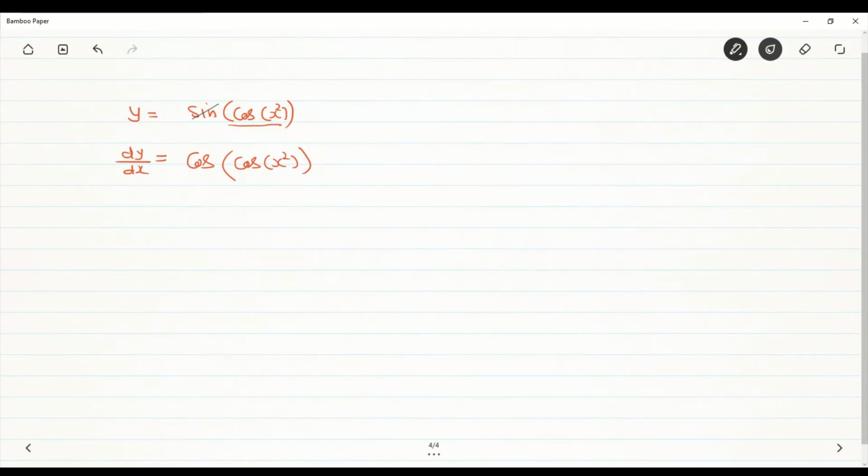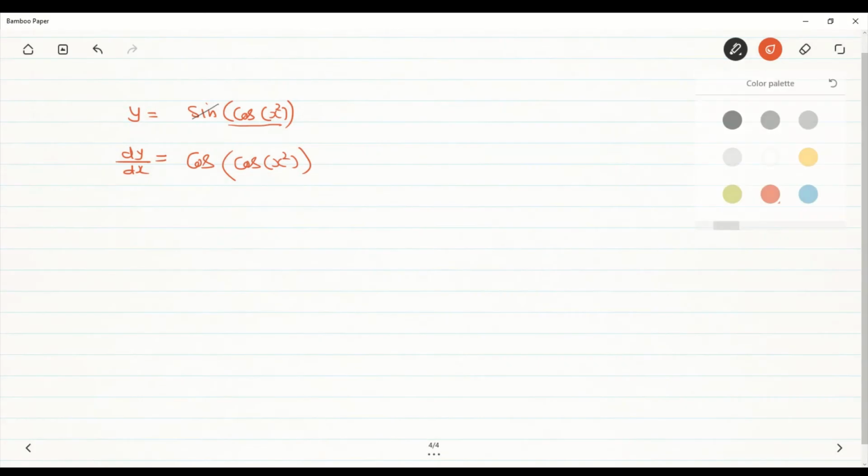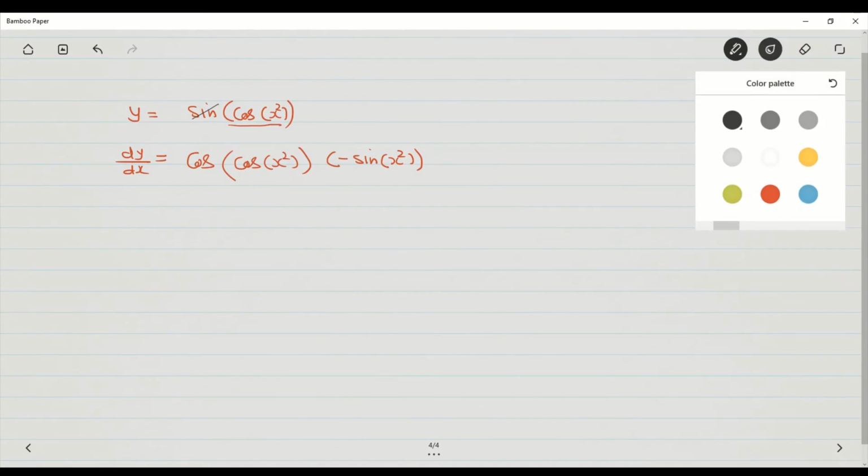I'm left with cos x square. So the derivative of cos x square is definitely minus sin x square, because the derivative of cos is minus sin. So minus sin, and leaving the inner part x square as it is, and that's it. Now the second part is also done, the second cos is also done.